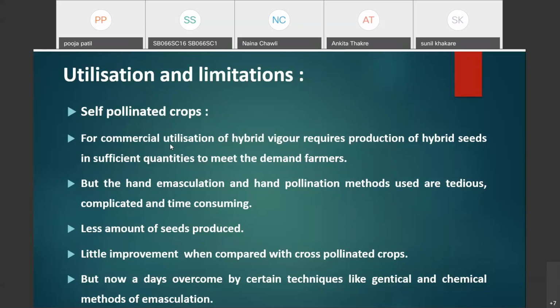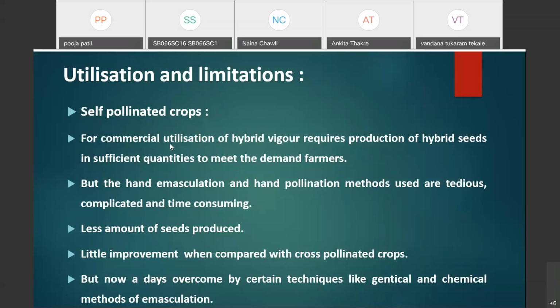We have discussed the different techniques which are used in the hybridization method, for example, hand emasculation then hand pollination, hot water emasculation then hand pollination, male sterility, then chemical separation of male flowers and free pollination. We have discussed all these techniques while studying hybridization, and all these same techniques are used in heterosis.